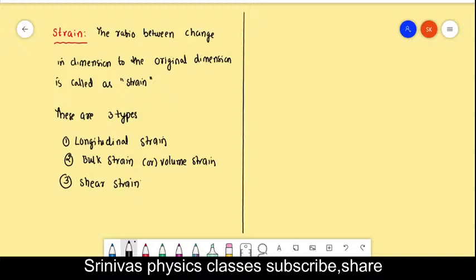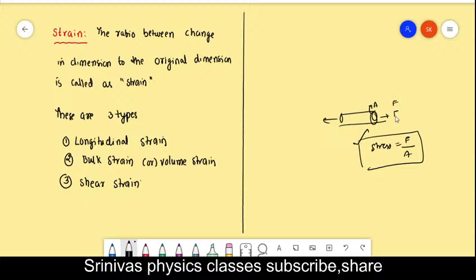Now, what is a strain? Strain is the ratio between the change in dimension to the original dimension. When dimension changes, if you apply the stress, stress means what? Force by area. For example, this is a wire. On this wire, I am applying the force. This force by this area is called a stress. Stress is the force applied on a certain area.